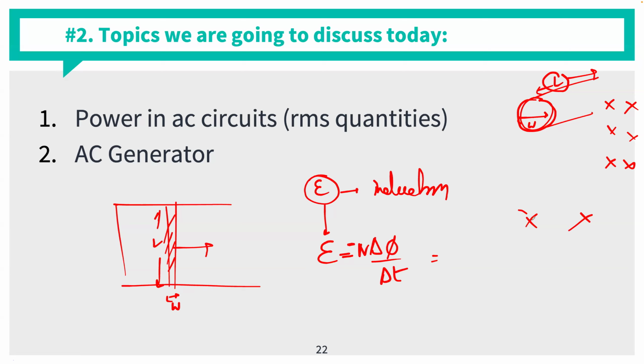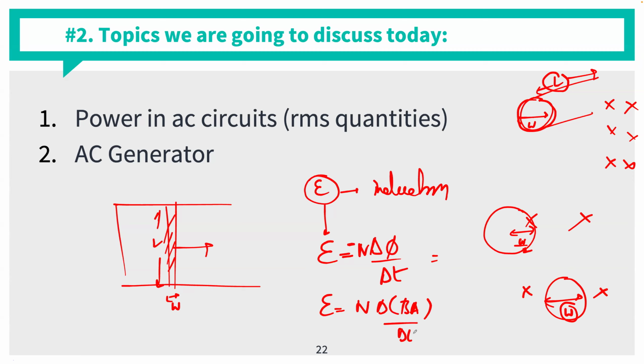Because while the conductor is entering, maybe only half of the width is exposed to the field lines. When the entire conductor is inside the field, the entire width is exposed to the field lines. That means what is changing here is the width of the conductor exposed to the magnetic field. So what I can write, EMF is equal to N into delta of BA cos theta by delta T. B is constant, but the area of the conductor being exposed to the B is changing, right?